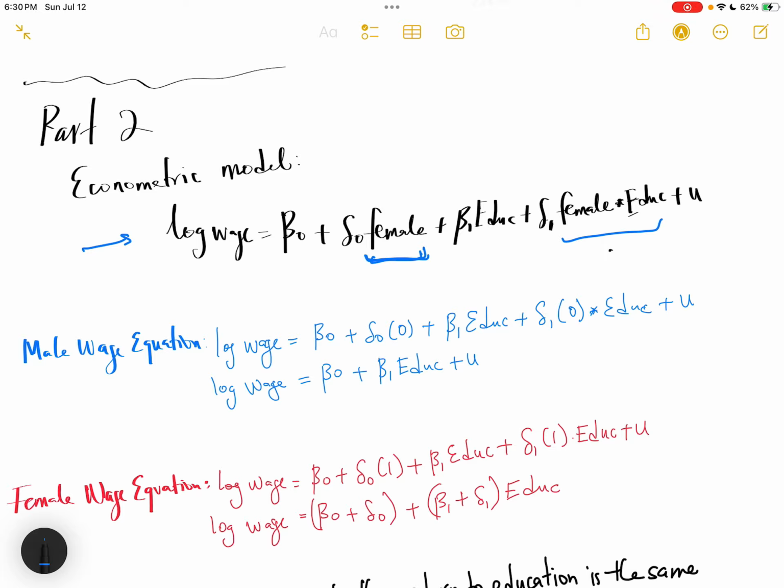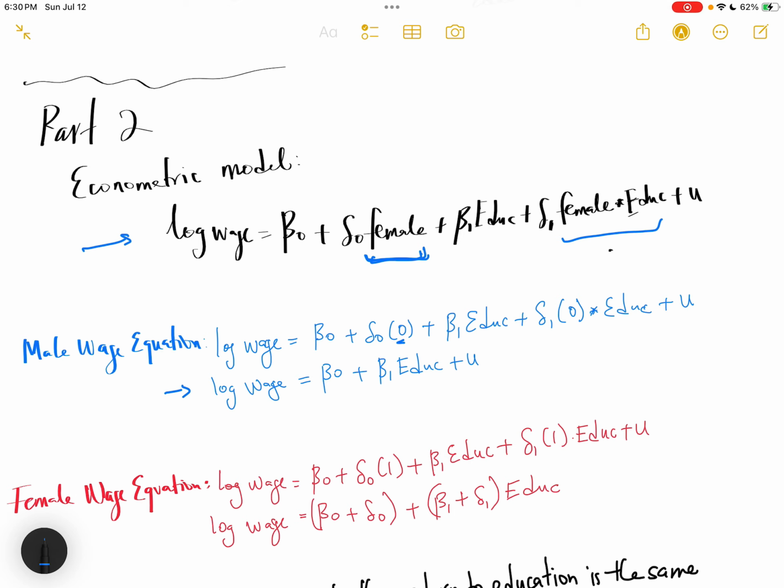And so for the male wage equation, we have beta 0 plus delta 0 times 0, plus beta 1 education plus delta 1 female, which gets a 0, times education plus u, and we get this male wage equation: log of wage equals beta 0 plus beta 1 education plus u. Okay, what about the female wage equation?